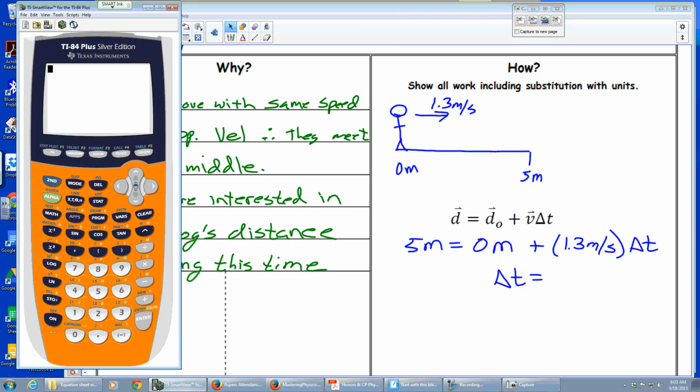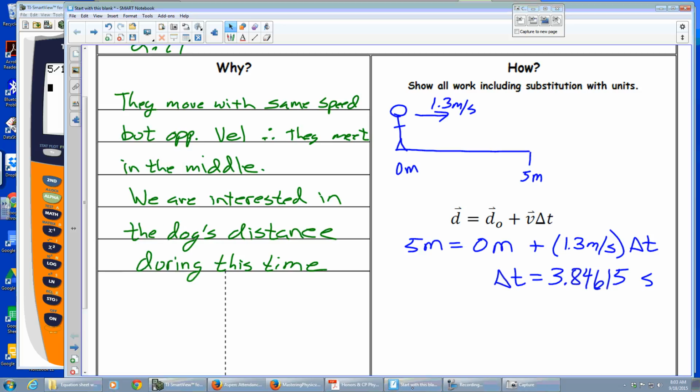So that delta t would end up being 5 divided by 1.3, which would give me, now I'm in the middle of the problem, so I want to keep all my sig figs, 3.8465 seconds. I'm going to keep it. That's the nice thing about the calculator, right? Just keep the number in there and then use it again. Otherwise, write down everything if you have a calculator that doesn't store well, like a phone.